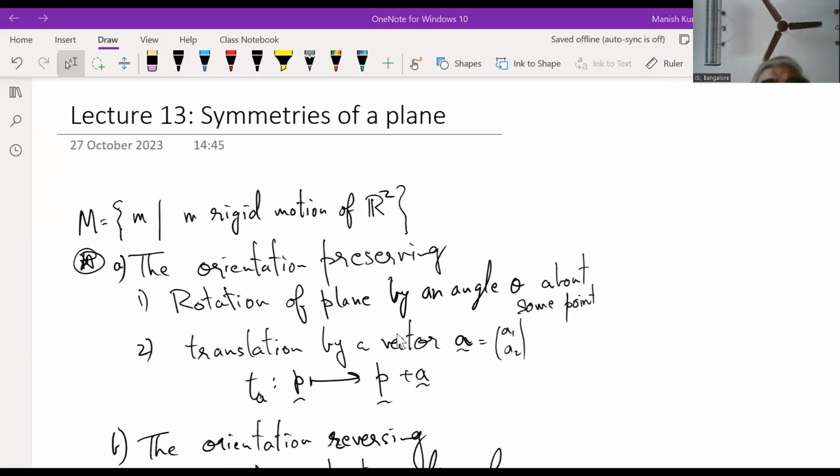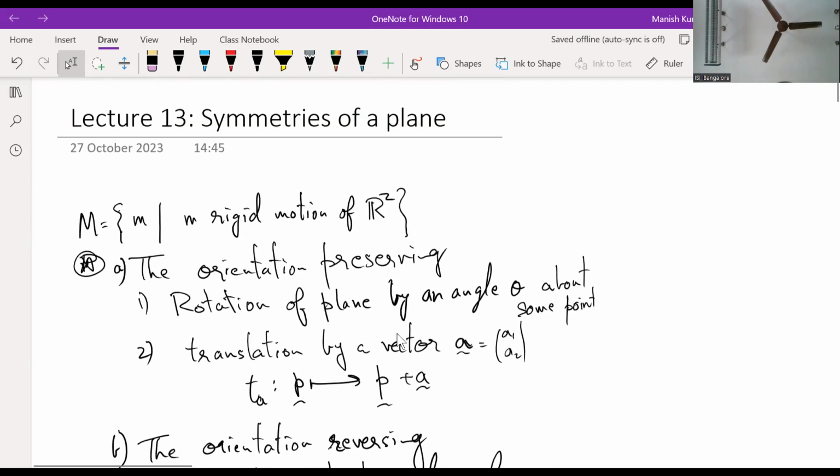So now, let's begin. Last time we saw this result, and part of the proof. M is the set of isometries of R2, or the set of rigid motions of R2. Rigid motion means it preserves distances, and as a consequence, it's a bijection. It's like a symmetry of the plane.